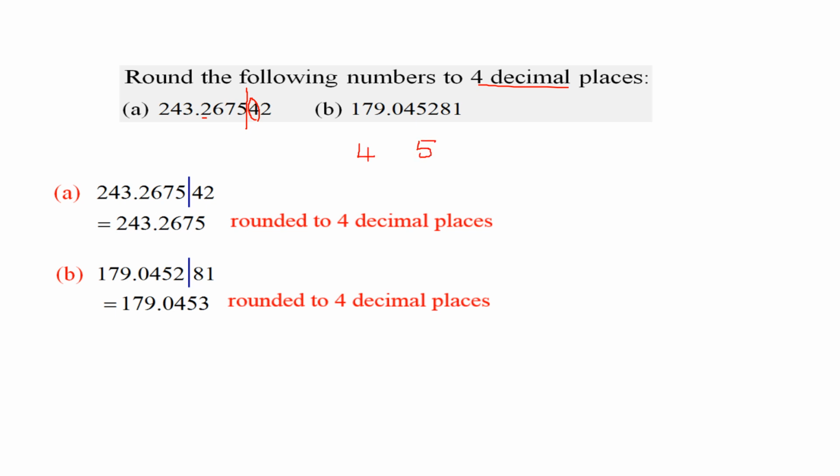So if the number is less than 5, you just keep the 4 places of decimals as it is. But if the number is bigger than or equal to 5, in that case, you need to add 1 to the last, the 4th place.